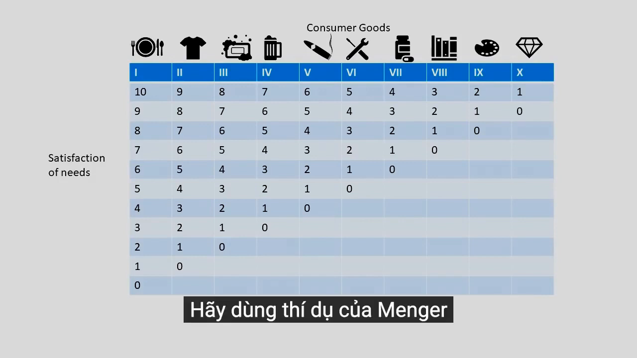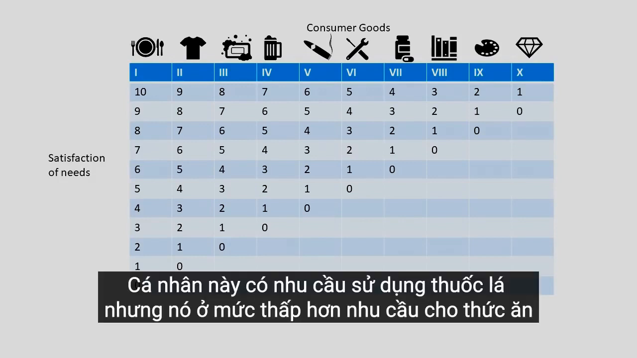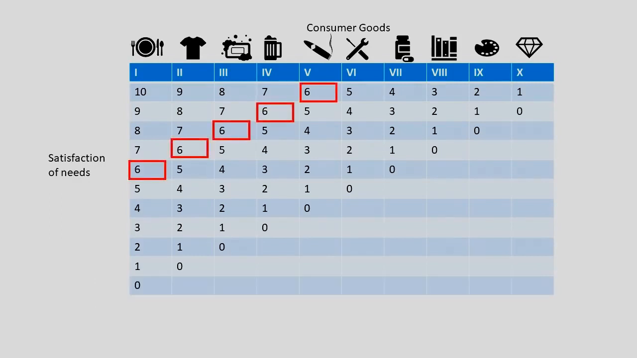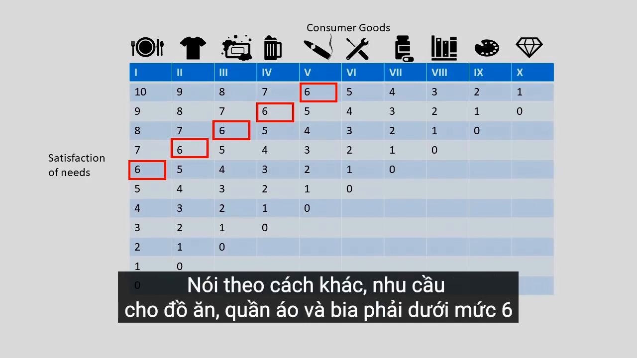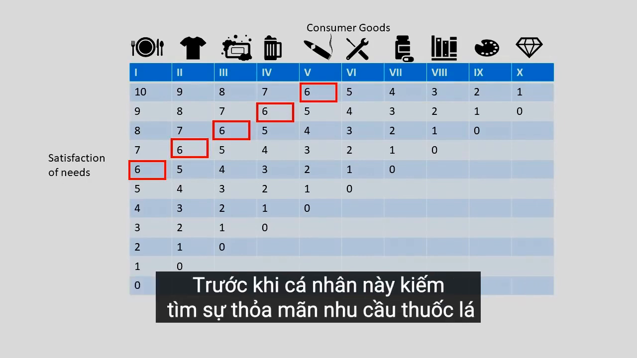To use Menger's own example, this individual has a need for tobacco, but this is less than his need for food. In fact, the individual won't use tobacco until other needs have been satisfied. In other words, the need for food, clothing, hygiene, and beer must be below 6 before this individual will seek to satisfy the tobacco need.